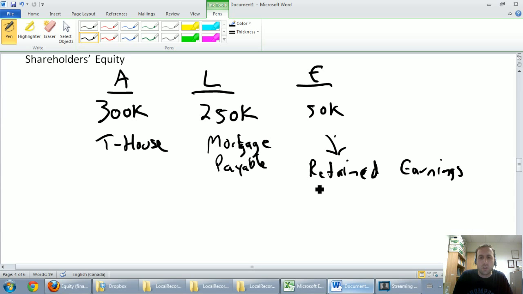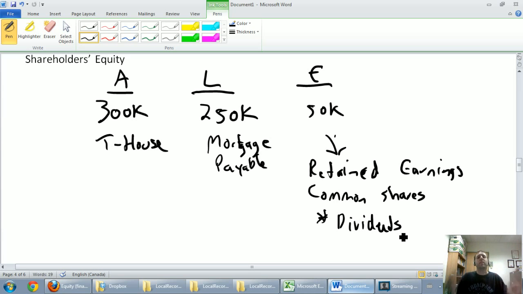The other key shareholders' equity account here is common shares. There can also be preferred shares and all sorts of classes of shares. In the beginning, though, we're just going to look at normal common shares. Also, I'll classify it under equity. When the shareholders decide they want to take money out of their company, they take it in the form of a dividend. And we'll look at all of these terms. They're all going to play into our financial statements.